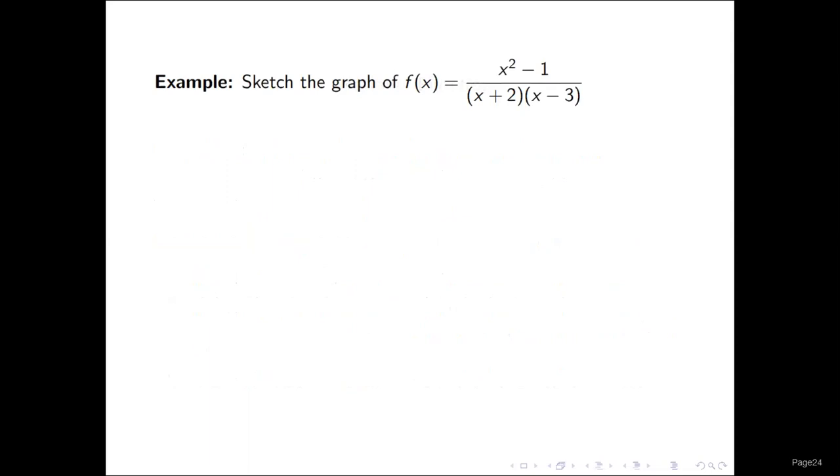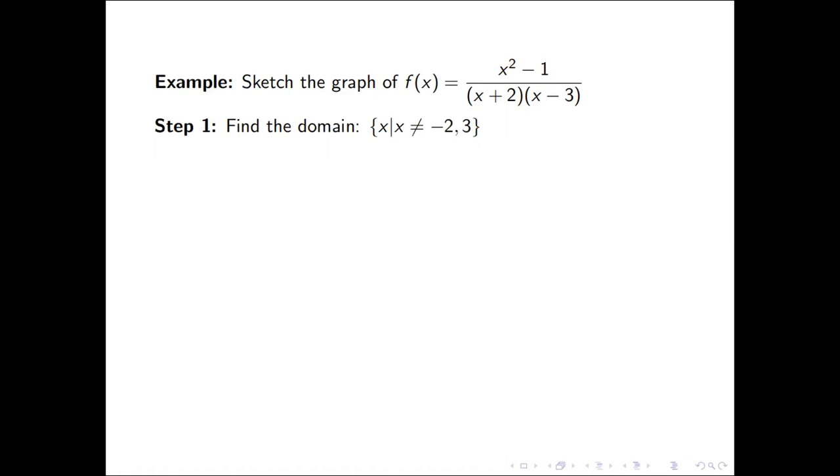So consider this function here. F of x equals x squared minus 1 all over quantity x plus 2 times x minus 3. Here are the steps for sketching the graph of a rational function. Step 1, find the domain.